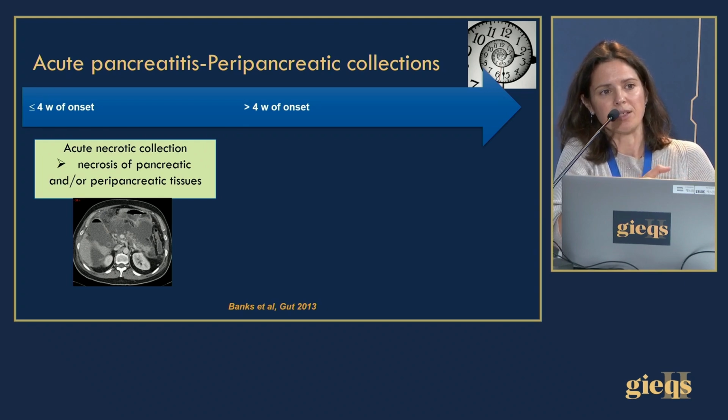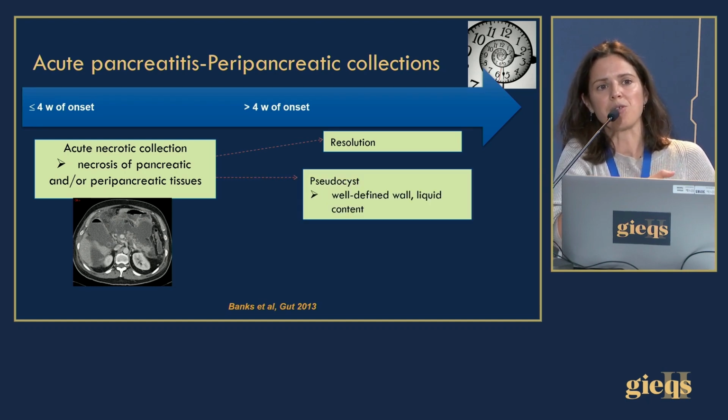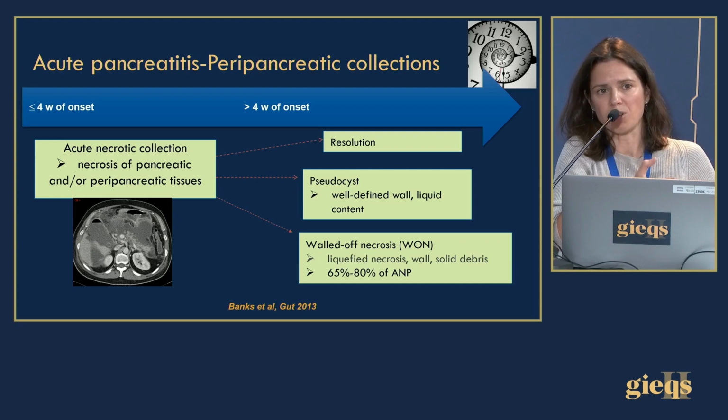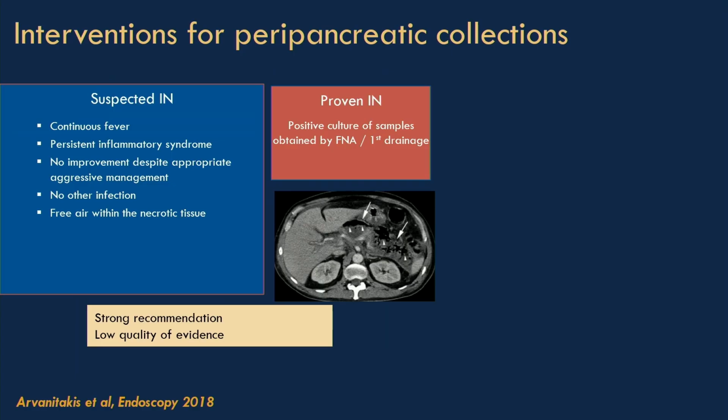And you have these collections that are not at all organized. Then when time passes, you will either have a resolution, or a development of a pseudocyst, which is a collection with a well-defined wall and almost liquid content, which you also see in patients with chronic pancreatitis. Another possibility is the development of walled-off necrosis. So this is all this necrosis that has been organized, encapsulated, liquefied. There is a wall, there are various degrees of solid debris, and this is the most frequent outcome of acute necrotizing pancreatitis collections.